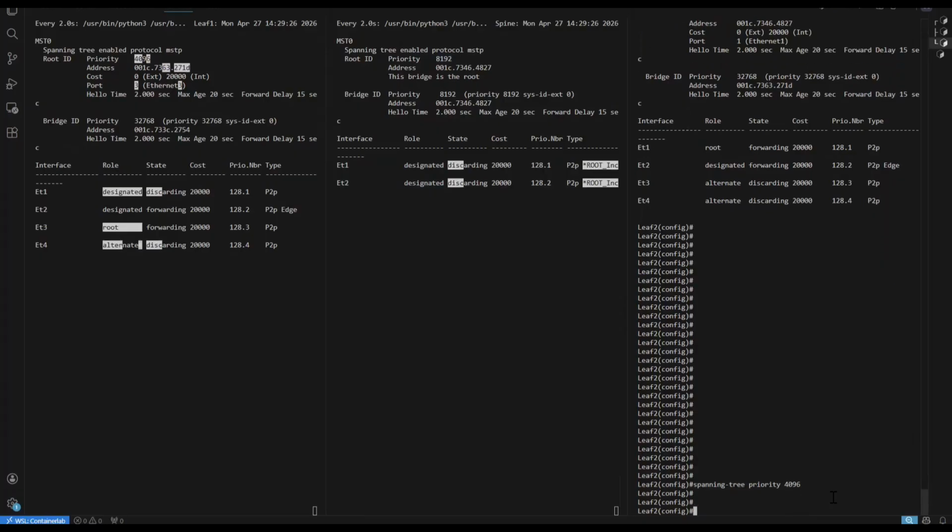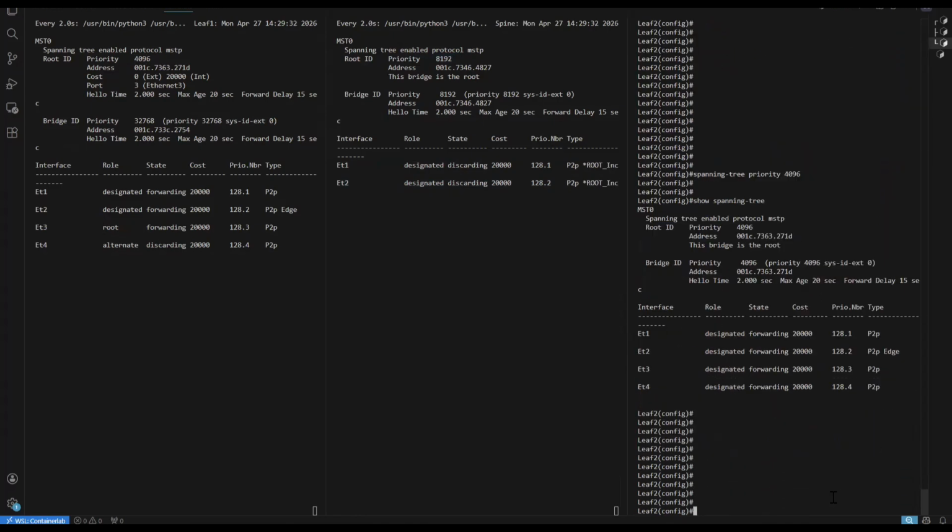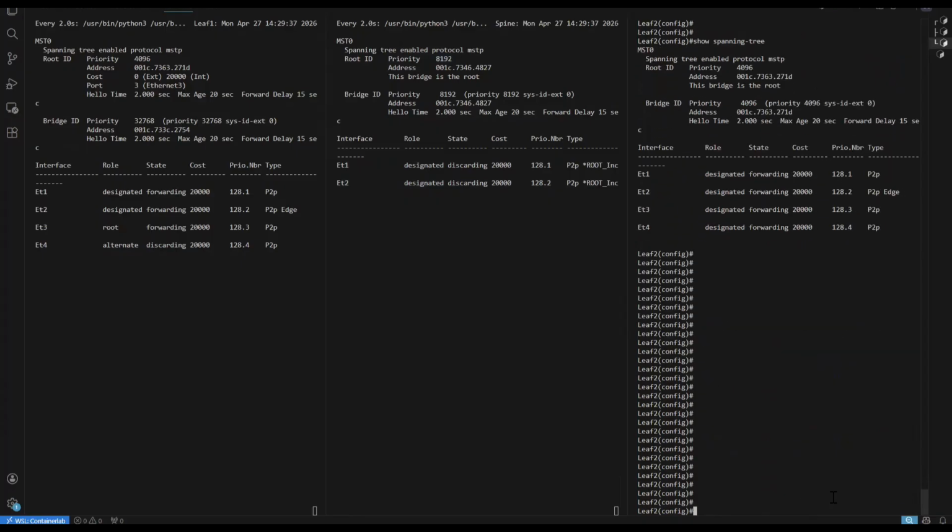Configure it. Now, if you look at the spine, spanning tree has converged. Now I have two root bridges. Both the spine as well as leaf 2 are claiming to be the root of this fabric. And leaf 1 is also acknowledging that leaf 2 is the root of this network. But look at what the spine is doing. ED1 is connected to leaf 1 and ED2 is connected to leaf 2. Now the role is designated, but it is discarding.